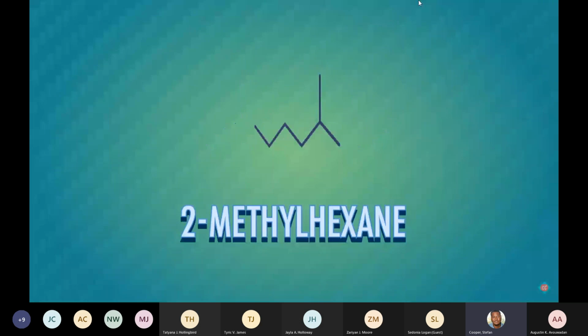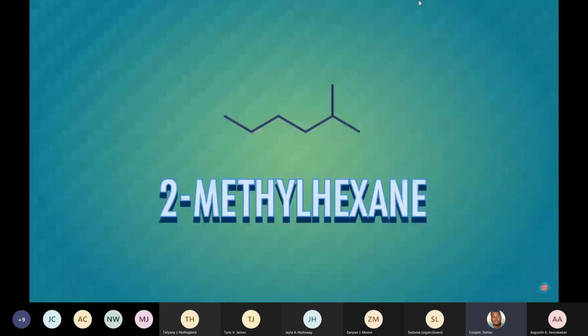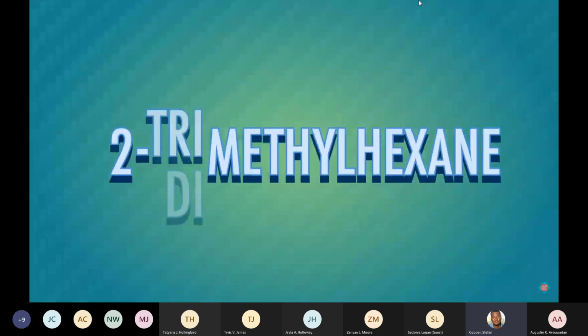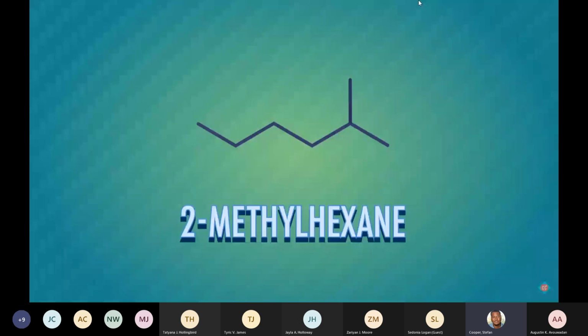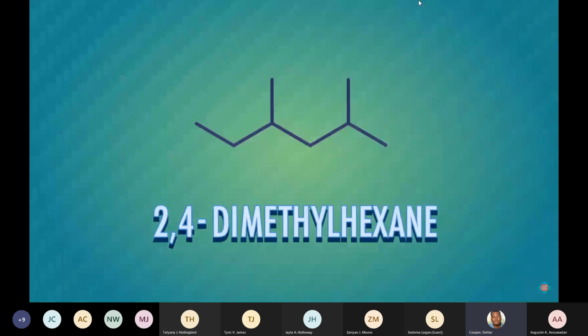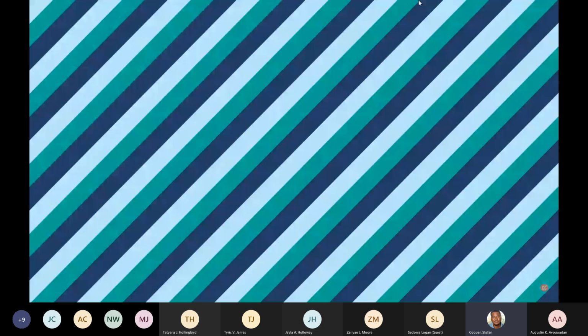If we have 2 or more of the same substituents, we add di-, tri-, tetra-, and so on to the prefix. So if we took 2-methylhexane and added another CH3 group to a different carbon, we get 2,4-dimethylhexane. Notice the punctuation here too. The numbers are separated from each other by a comma, and are separated from the words by a dash. But there are other substituents besides carbon chains.